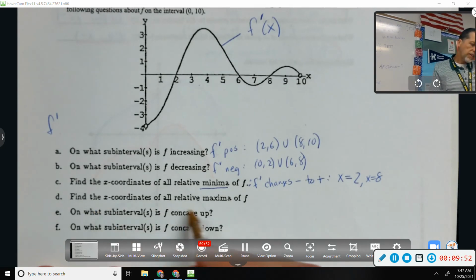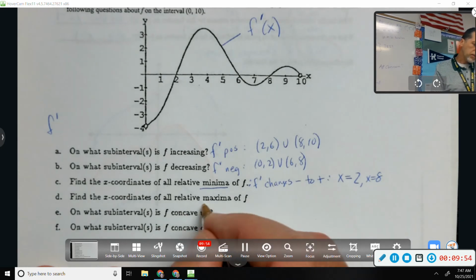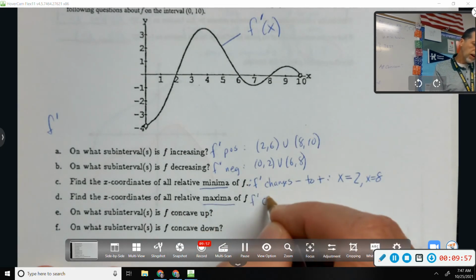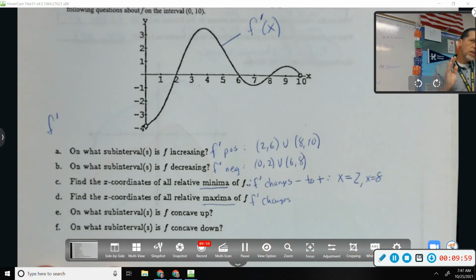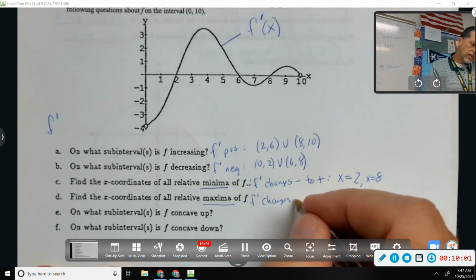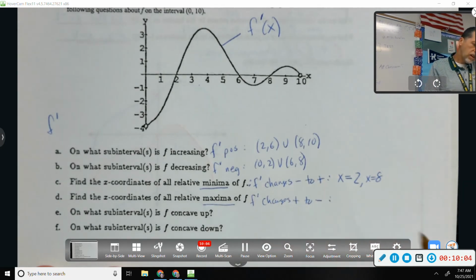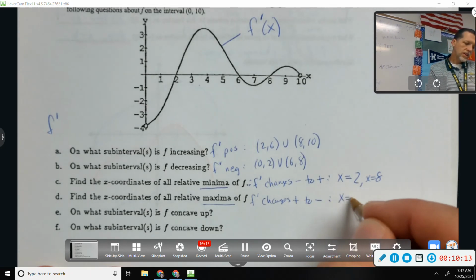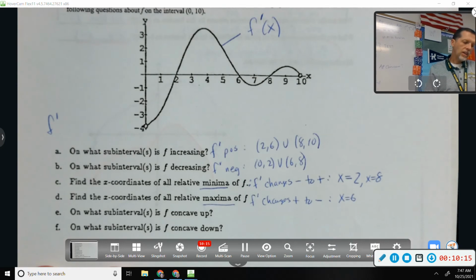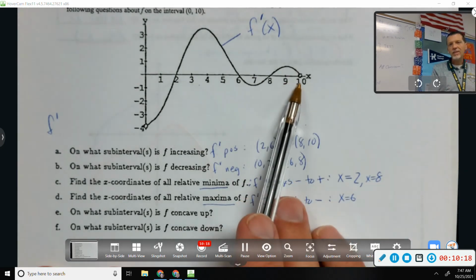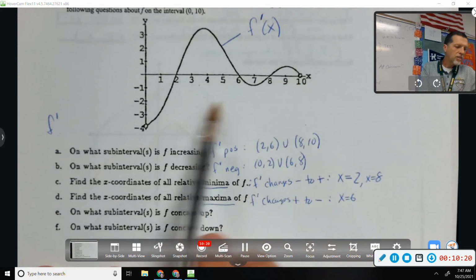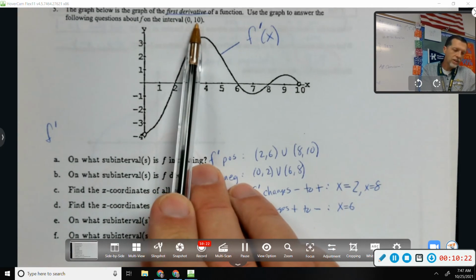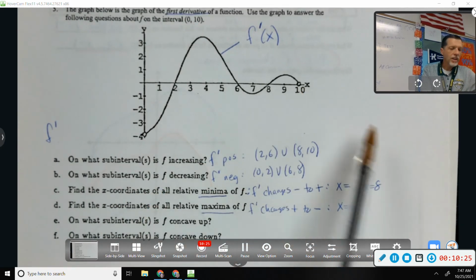Part D, find the x-coordinates of all relative maxima. So that would be where f prime changes from positive to negative. So where my picture of f prime changes from positive to negative, where? x equals 6. And I think that's all I can say. I mean, x equals 10 maybe, but x equals 10 isn't part of the function anyway because we're not including 10. And we don't know what happens after 10, so I don't want to include 10.